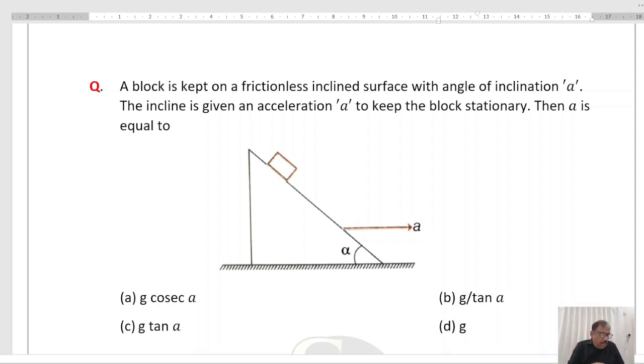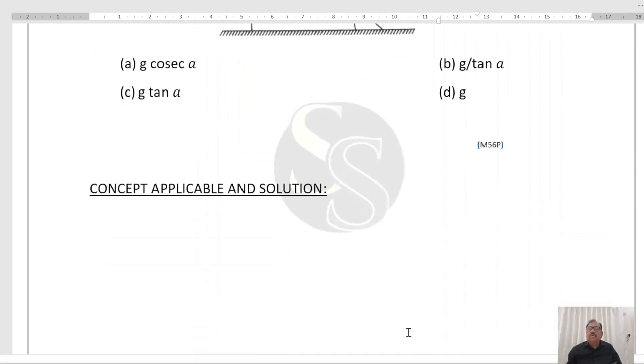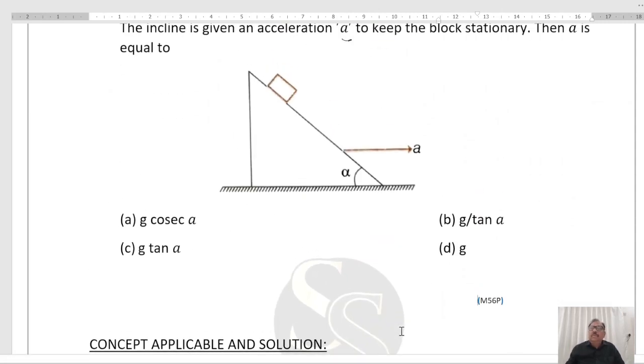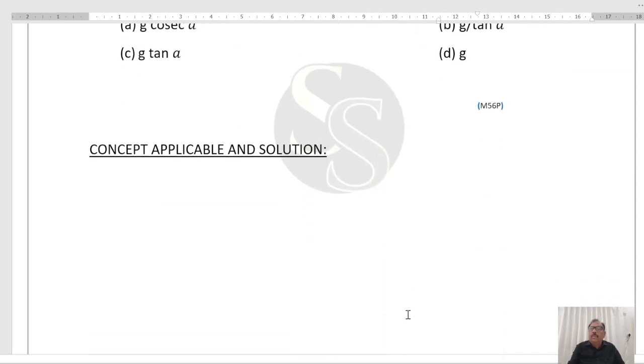Question is, a block is kept on a frictionless inclined surface with angle of inclination alpha. The incline is given an acceleration of A. To keep the block stationary, then A is equal to, we have to find the answer. I have discussed all the concepts. The free body diagram will be, in this case, on an inclined plane.